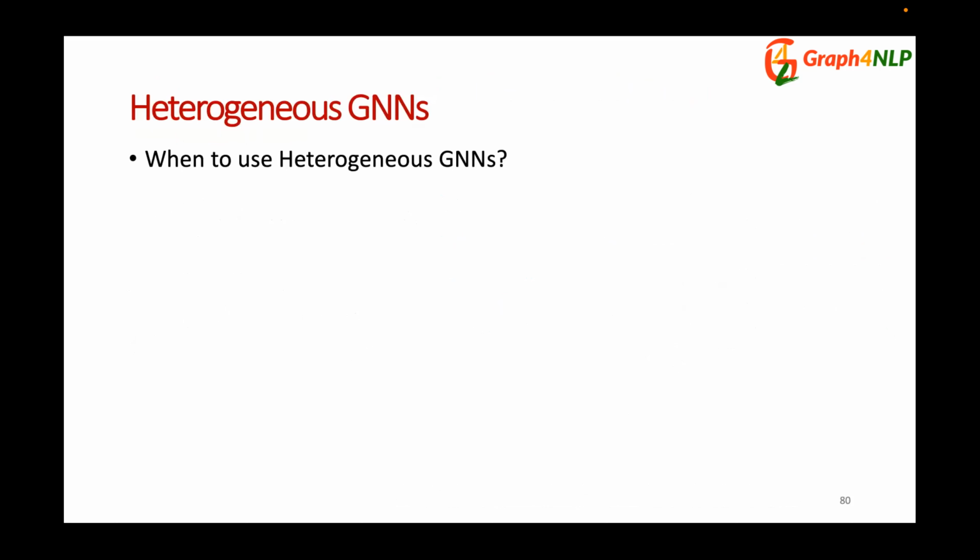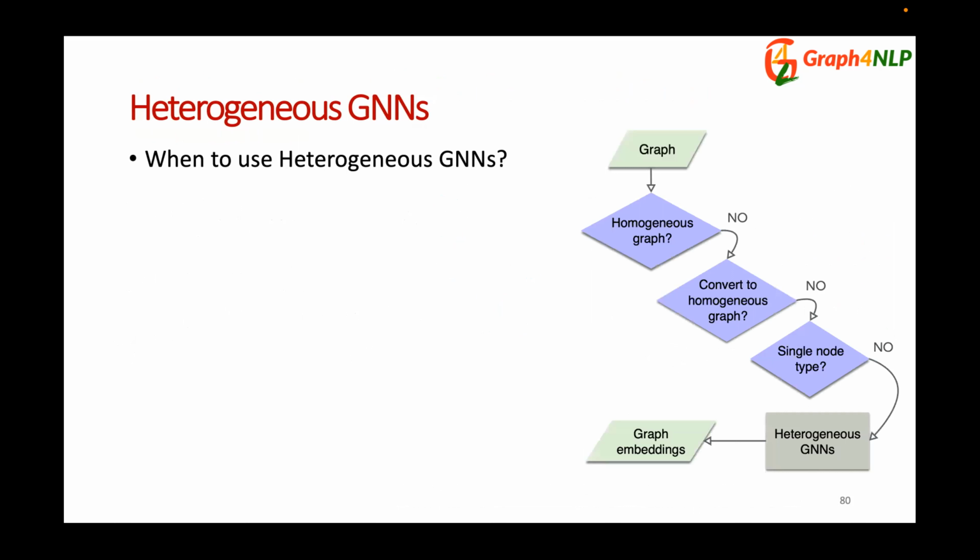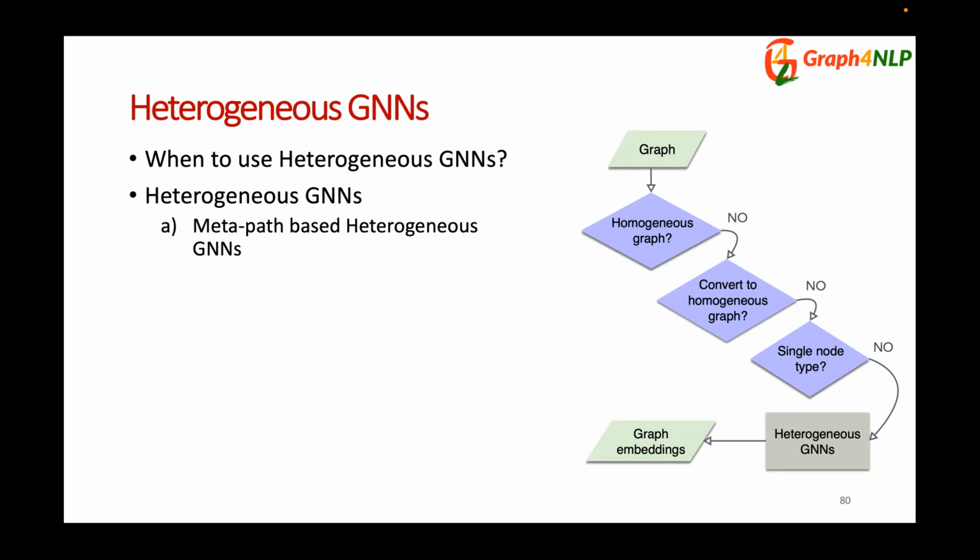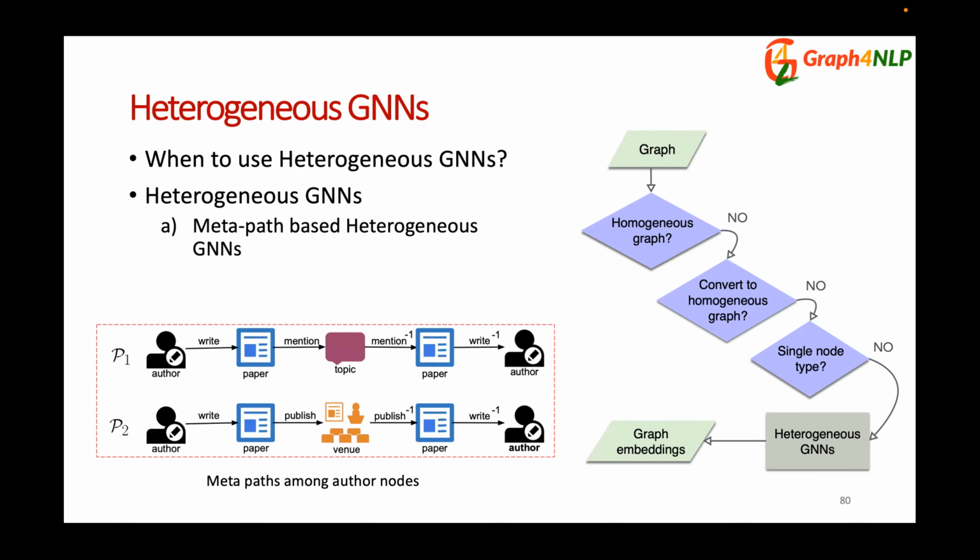Okay, last I will talk about heterogeneous GNNs. When to use heterogeneous GNNs? Given a graph, if it's a non-homogeneous graph which has more than one type of node, by definition we know it's a heterogeneous graph, and we will need to apply heterogeneous GNNs to encode it. We will introduce one popular variant of heterogeneous GNNs, which is based on the meta path idea. Here's an example of a meta path. Given an author node pair, we can extract at least two meta paths between them.